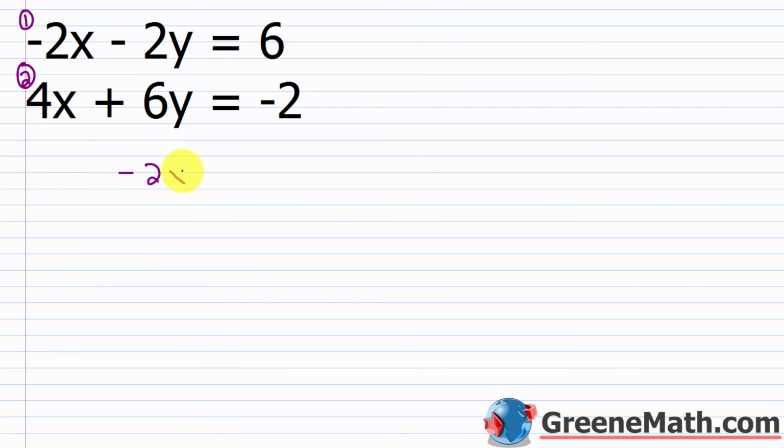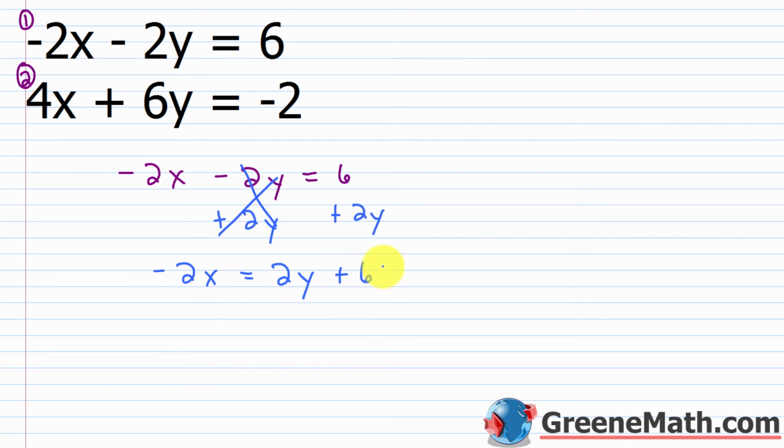So negative 2x minus 2y equals 6. Let's go ahead and add 2y to both sides of the equation. So that'll cancel. We'll have negative 2x is equal to 2y plus 6. And as a final step, let's divide both sides of the equation by negative 2. So that'll cancel. I'll have x is equal to 2 over negative 2 is negative 1, so negative y. 6 over negative 2 is negative 3, so minus 3. So x is equal to negative y minus 3.